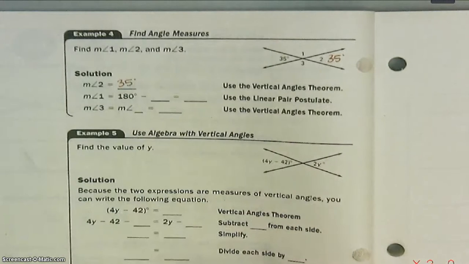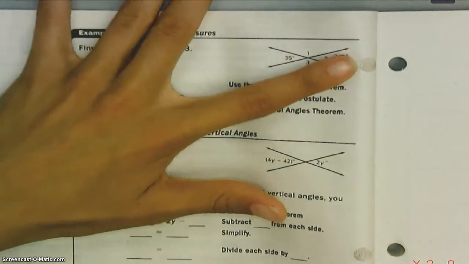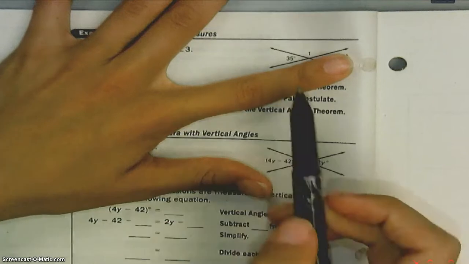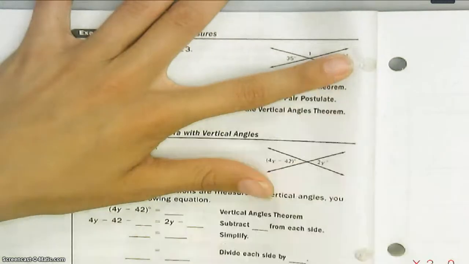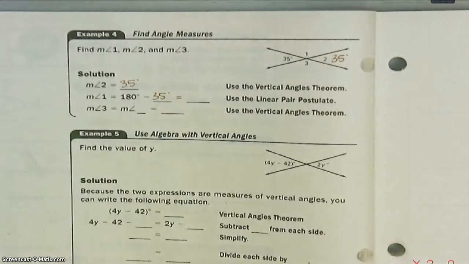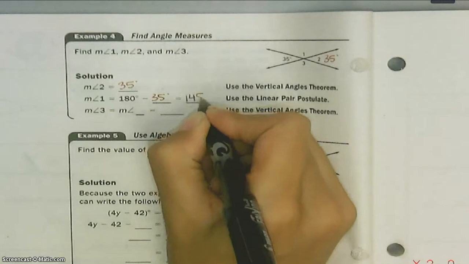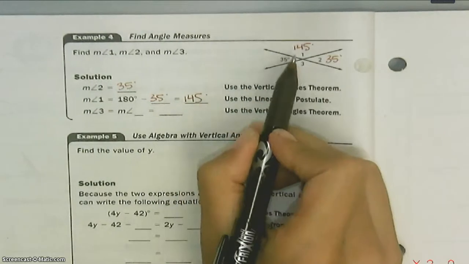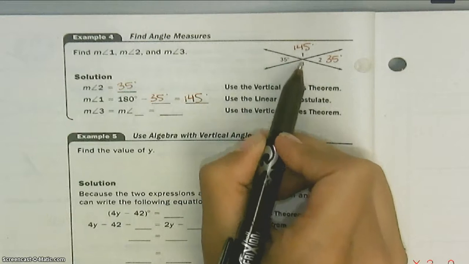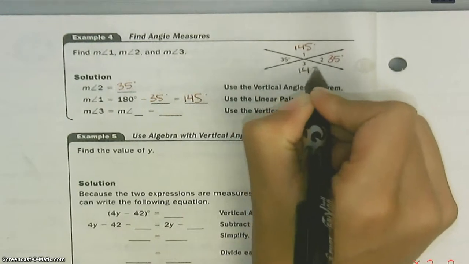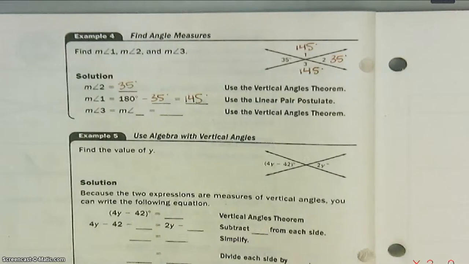Well, now let's look at 1 and 35. Notice that 1 and 35 are making a line. They're making 180. So I already have 35 degrees and I need to get to 180. So I'm going to do 180 minus 35. And this is 145 degrees. Now this part is easy because 1 and 3 are vertical angles. And we know vertical angles are equal. So 3 is also 145.